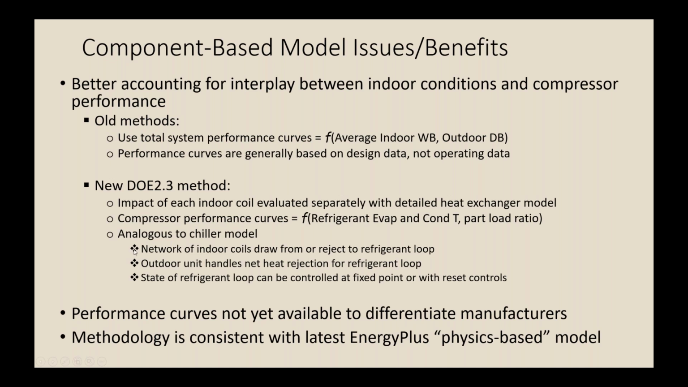In general, you could think of the new DOE23 3.3 method as analogous to a chiller model, where you have a network of indoor coils that are either drawing or rejecting heat to a refrigerant loop, and then an outdoor unit, which would be equivalent to the chiller, that handles the net heat rejection of the loop. And the state of the refrigerant loop then is controlled at a fixed point or with reset controls, depending on selections you make in the inputs.